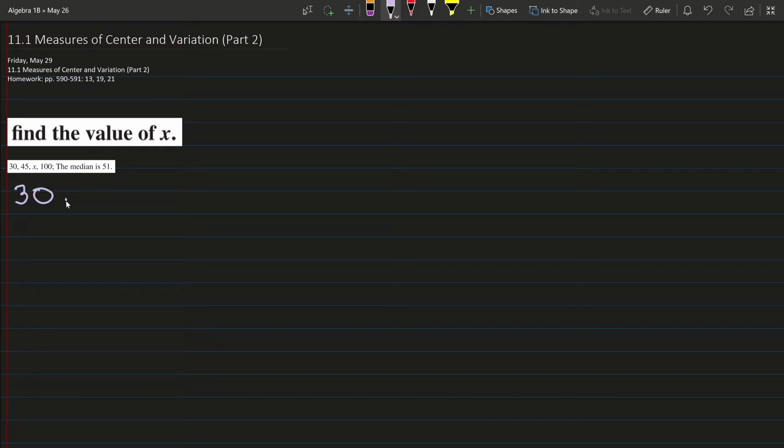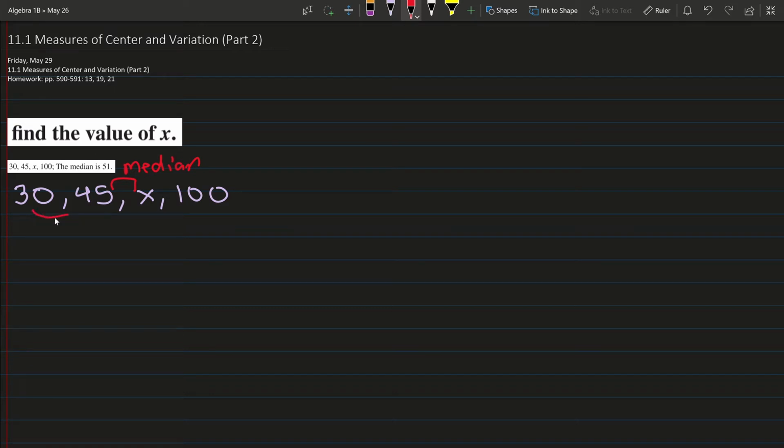Let's set this up like we normally would have, right? 30, 45, x, and 100. The first thing we know is that the median is going to be somewhere in the middle. And remember, median is whatever is in the middle. In this case, we don't have a single middle because we have an even number of values.